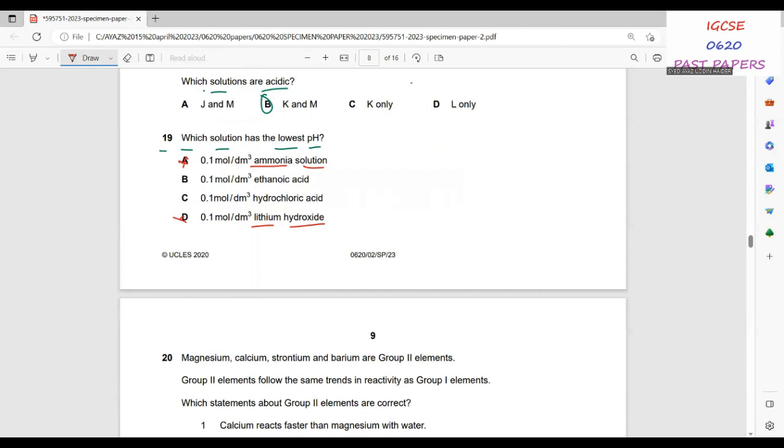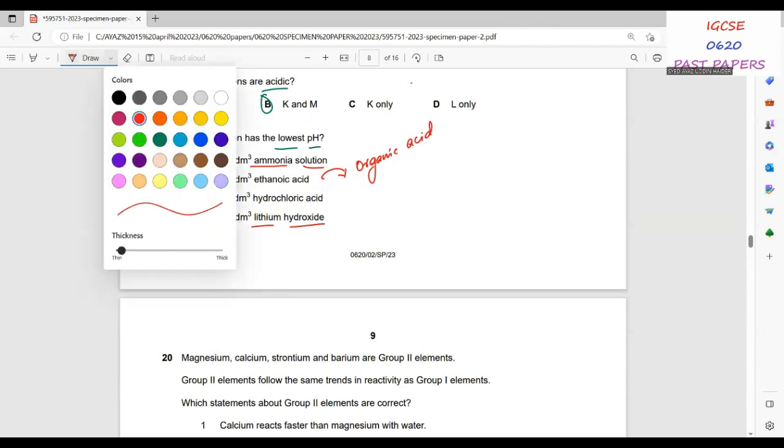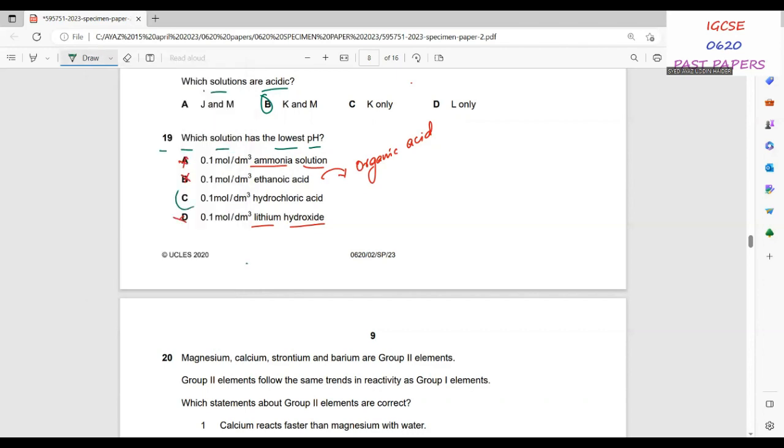We are left with B and C. Either B is correct or C is correct. Ethanoic acid is an organic acid, and organic acids are weak acids. So B is also incorrect. C will be the right answer for this question.